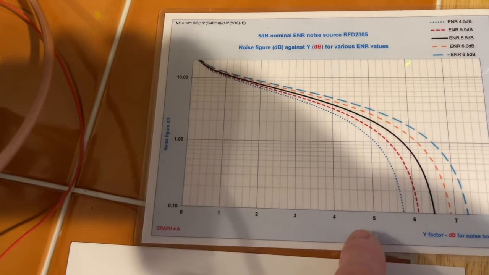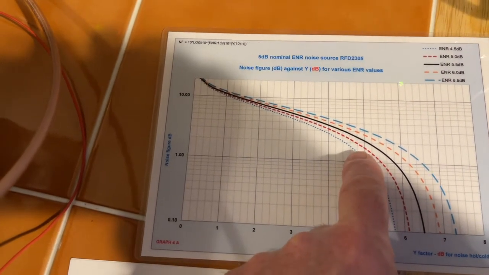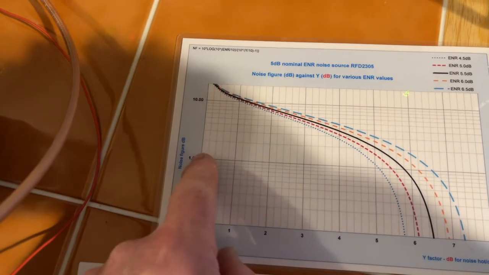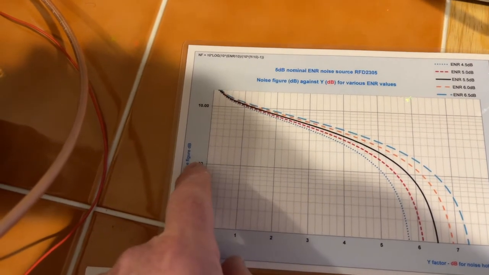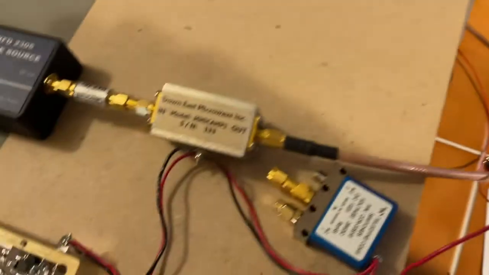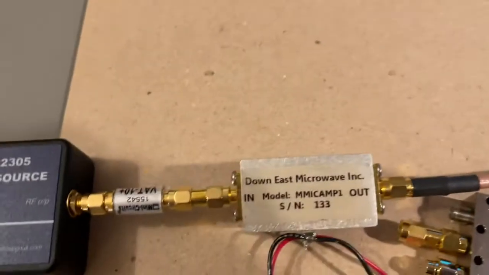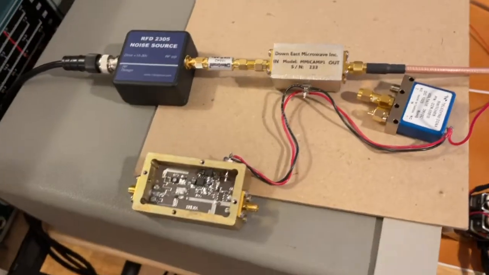So if you look at 5 dB, and between the red and the blue lines, it's about 1.3, 1.4 dB. That is the noise figure specification for this Down East Microwave second LNA, 1.3 dB. So we have confirmed that it's working and the noise figure is reasonable.